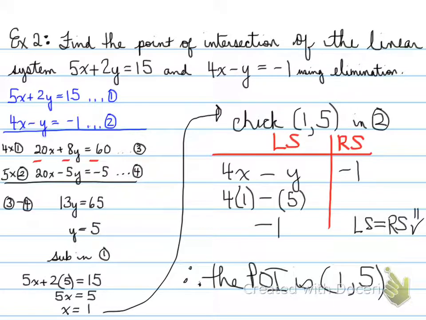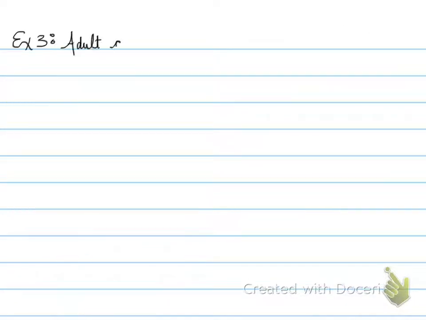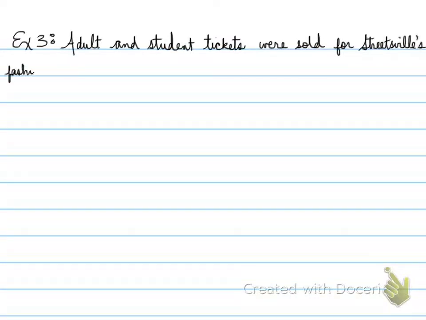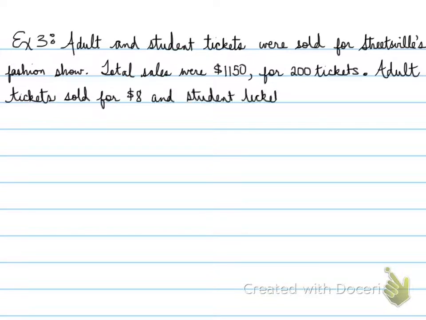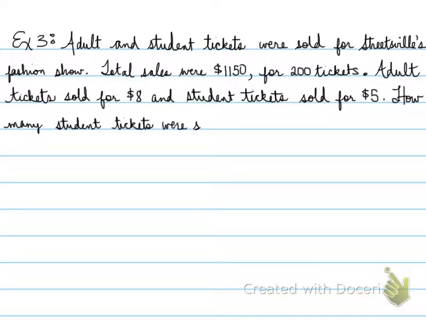All right, moving on to our last example. It will be a word problem. Example number 3. Adult and student tickets were sold for Streetsville's fashion show. Total sales were $1,150 for 200 tickets. Adult tickets sold for $8 and student tickets sold for $5. How many student tickets were actually sold? That's the question you need to answer.